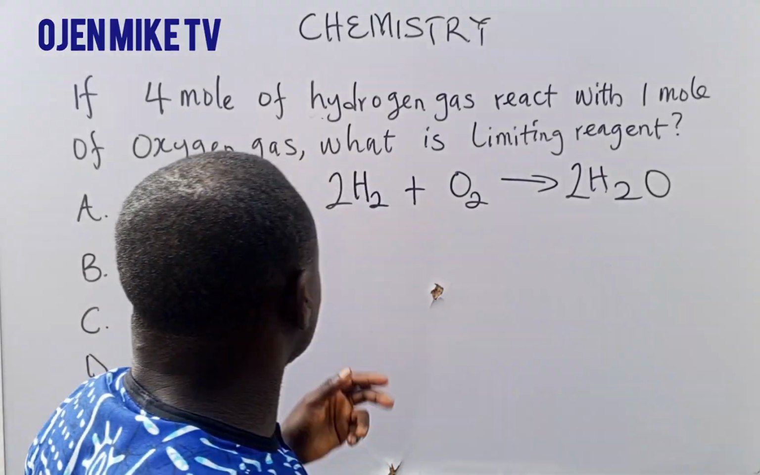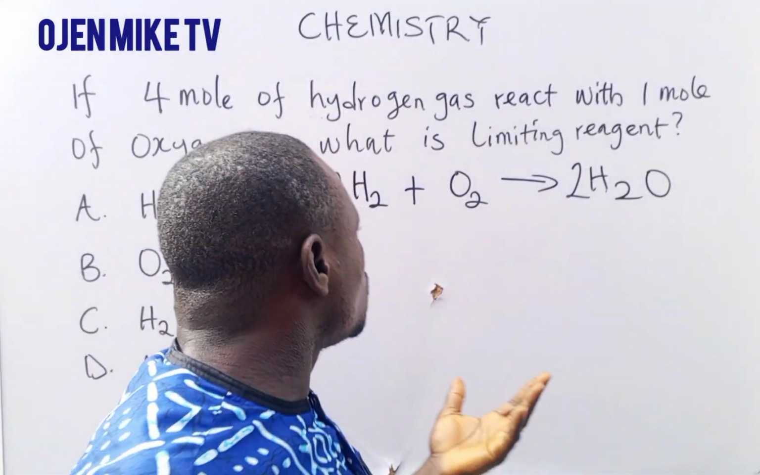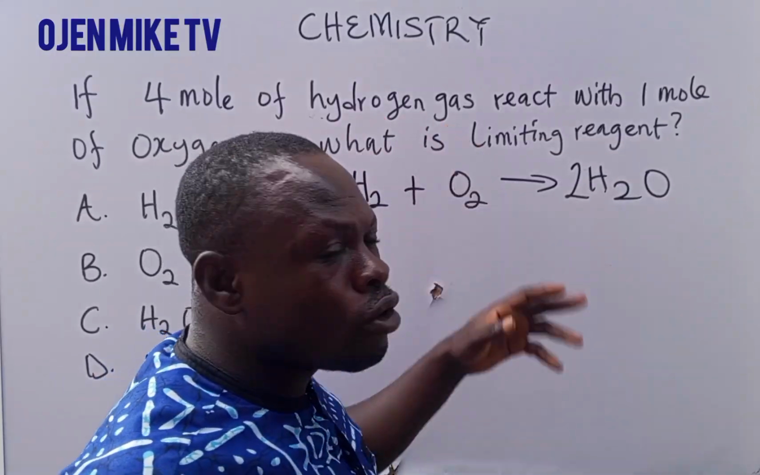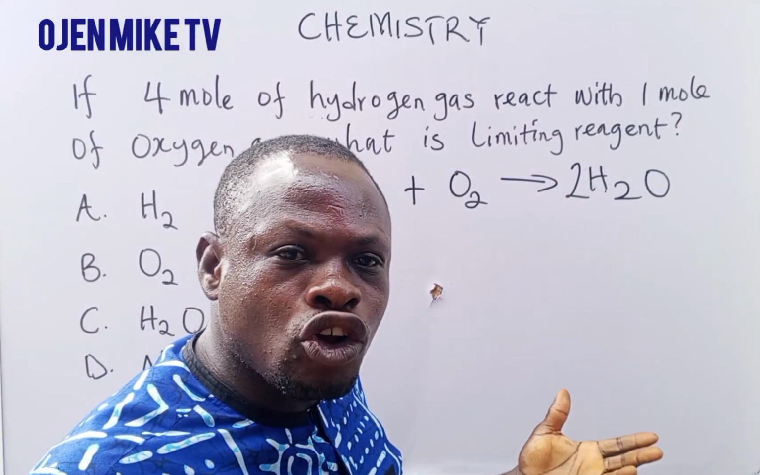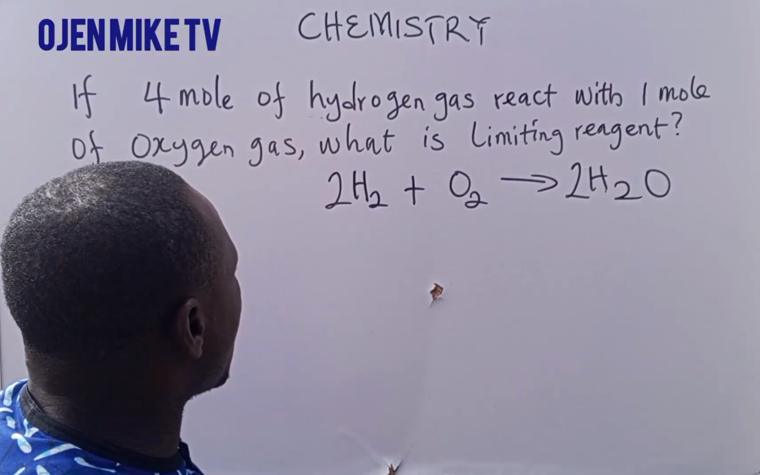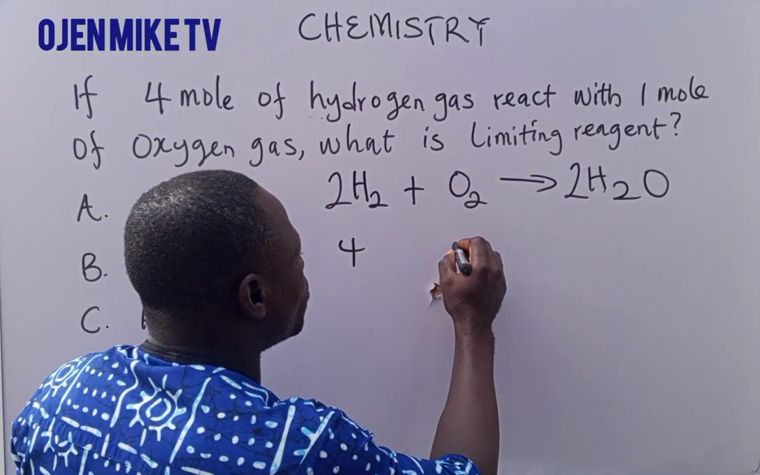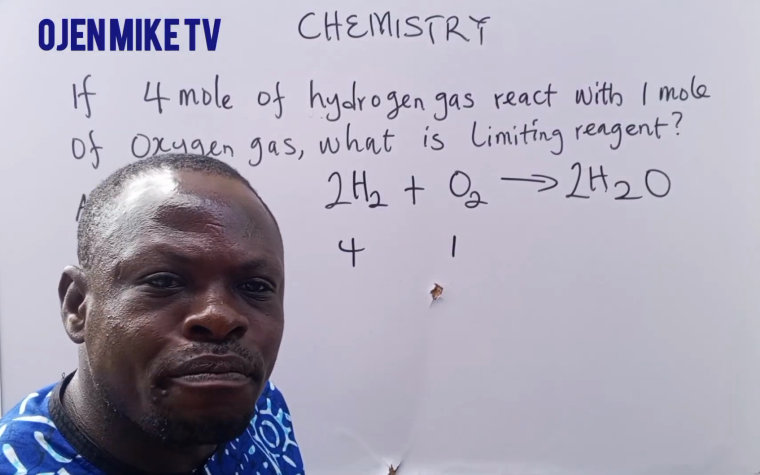So how do we find our limiting reagent? It is very simple. What you need to do is divide the number of moles by the coefficient. Look at it: hydrogen has 4 moles, oxygen has 1 mole. Now divide by their coefficients.